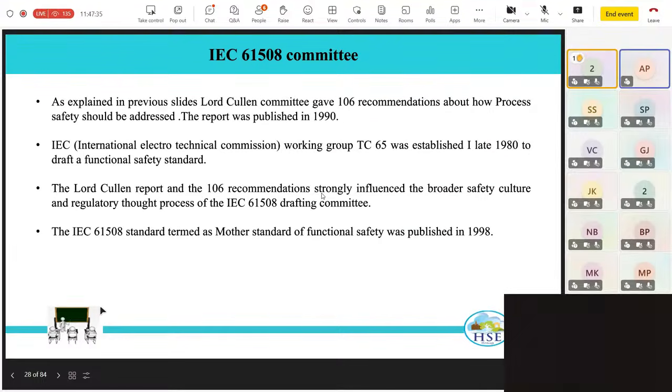Okay, now as explained in the previous slide, the Lord Cullen committee gave 106 recommendations about how process safety should be addressed. The report was published in 1990. Now, the International Electrotechnical Commission, which is an international body with 199 signatories, has its headquarters there. Okay.